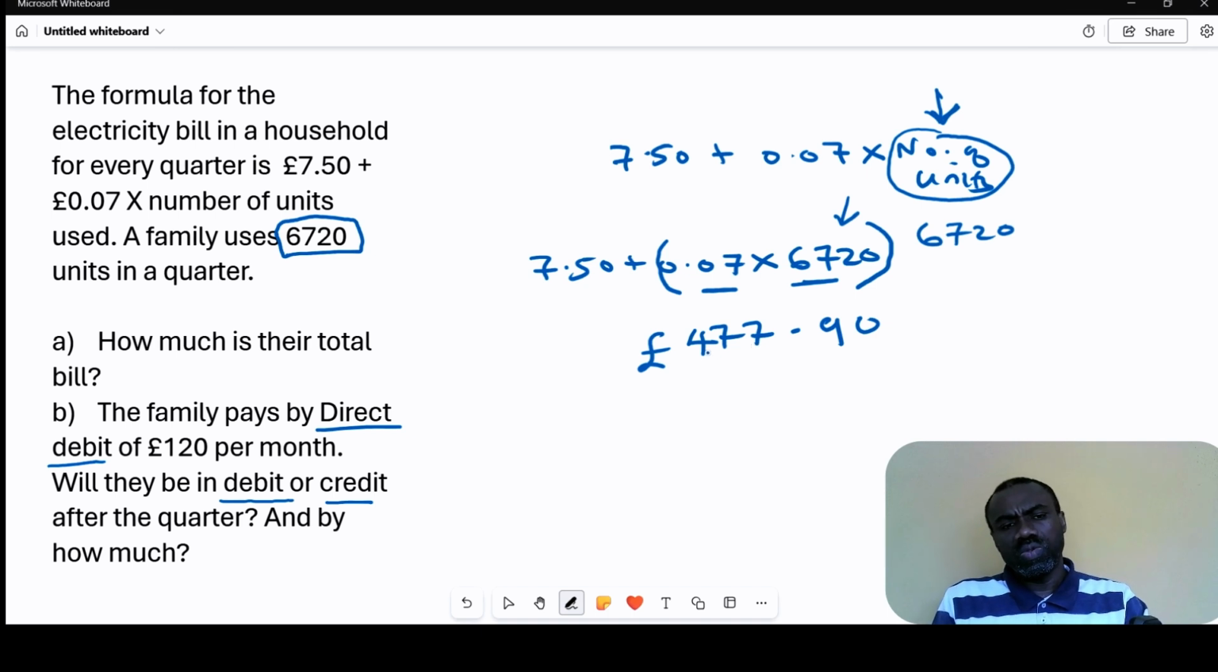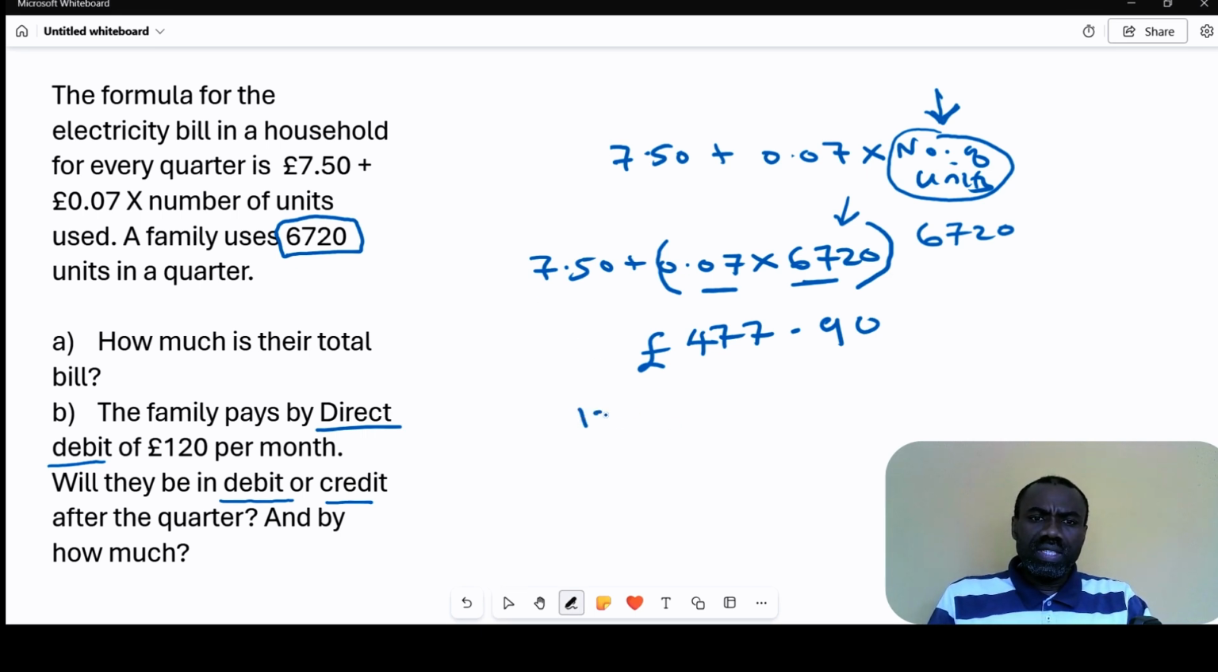Now let's go on to the second part of the question. It says that the family pays by direct debit 120 per month. So a quarter is made up of 3 months. The whole year has 12 months. Half yearly is 6 months. Quarter yearly is 3 months. So when something is presented in quarters, it simply means it covers a period of 3 months.